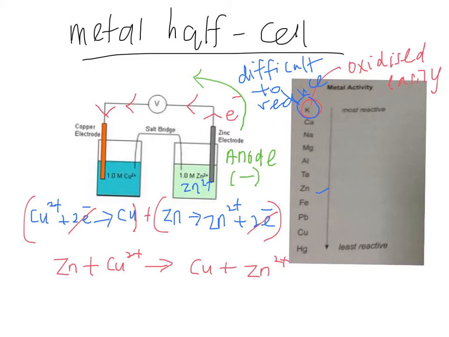So if this is the anode, obviously the copper electrode will be known as the cathode. And you know opposite things always attract each other. Therefore, in order for the cathode to attract the electrons to move over, we know that the cathode is always positively charged.